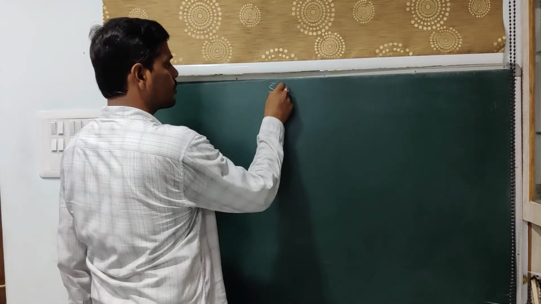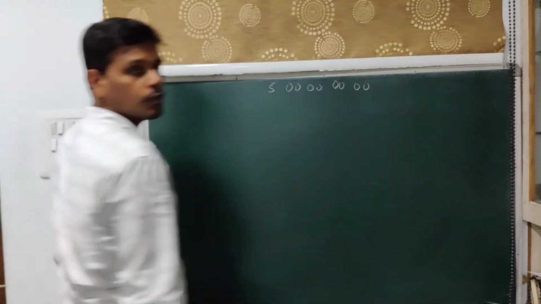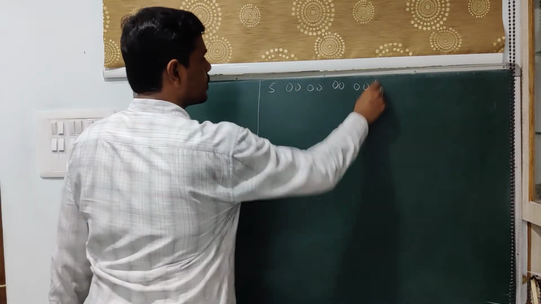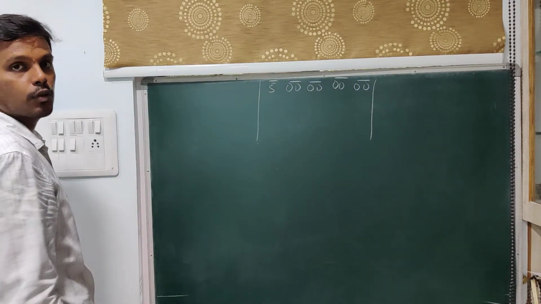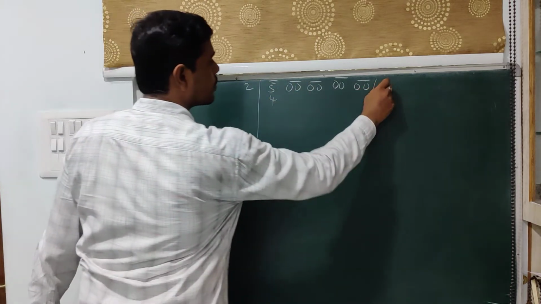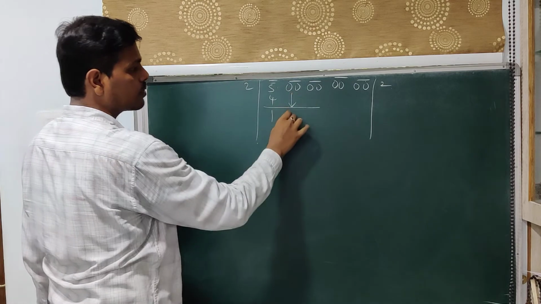Root 5, again the same process. Two pairs, third pair, fourth pair. Pair it from right to left. Then the nearest perfect square to 5 is 4. 2 2s are 4. Then 5 minus 4 is 1. Carry a pair of zeros here.